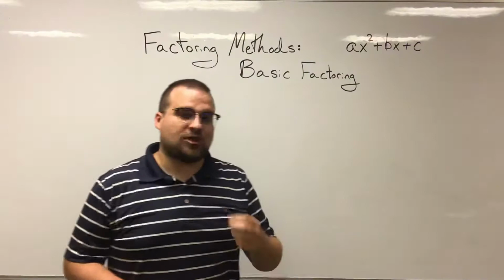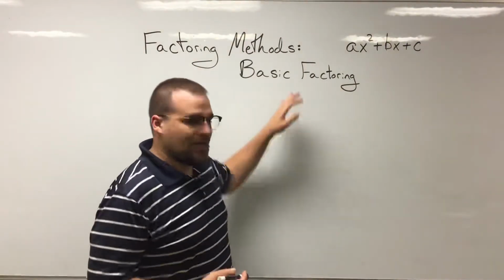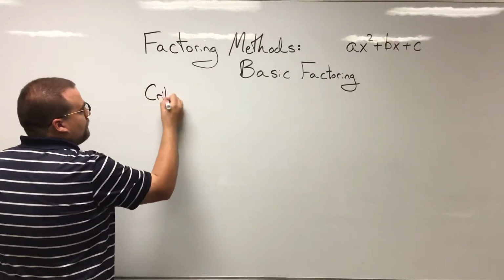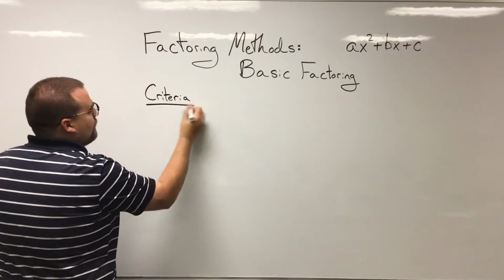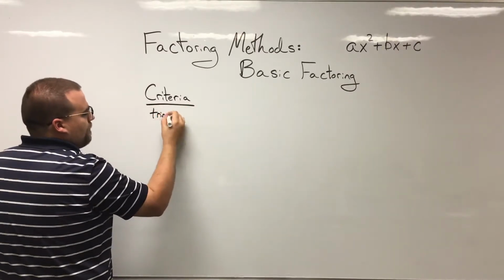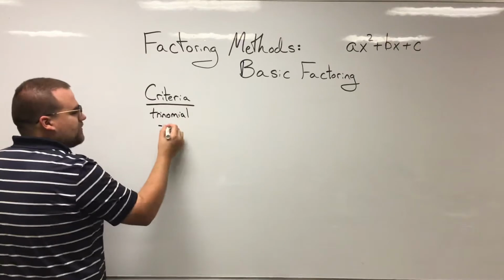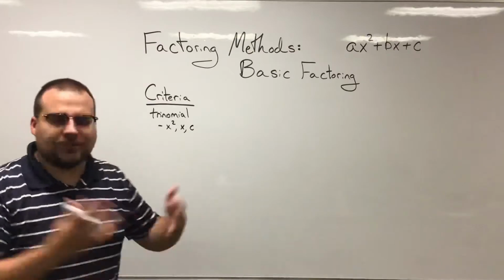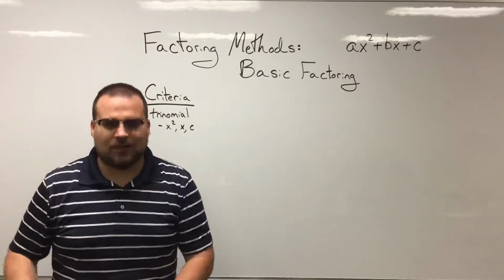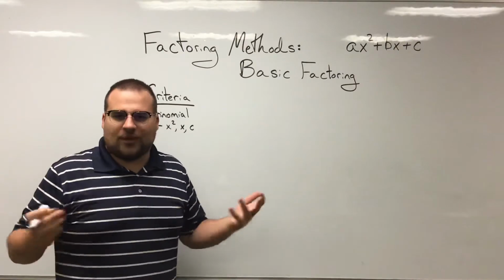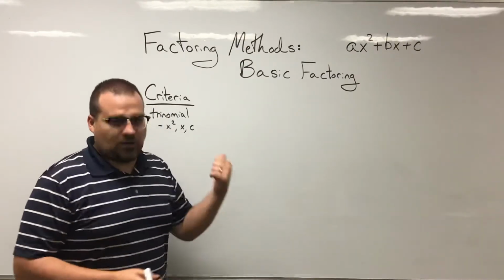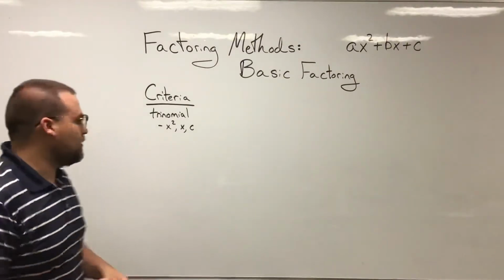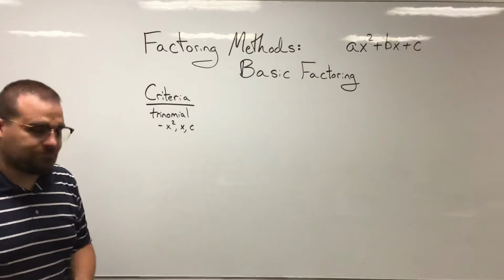Additionally, I want to establish the criteria for basic factoring. In basic factoring, we need to be working with a trinomial that is x squared, x, and a constant. Now, it of course could be y squared, y, and a constant. Variables, as long as they're all the same, if there's a squared one, an individual one, and then a number without a variable, or a constant, we're good. So it must be a trinomial in this format.